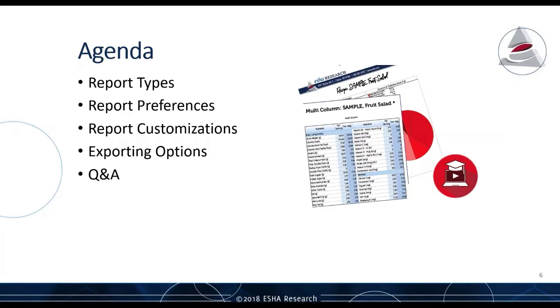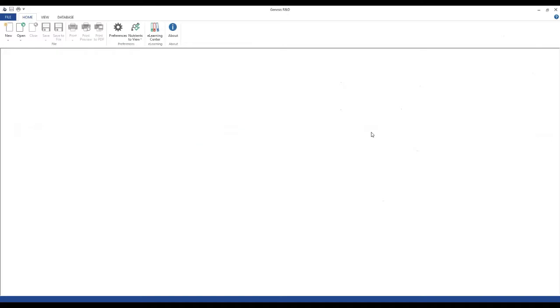If you want to figure out what version of Genesis you have, I'll jump over into Genesis right now so we can take a look at how you get there. It's on the Home tab of Genesis here. If you click on About, it'll open a window that will show you what version of Genesis you have running.